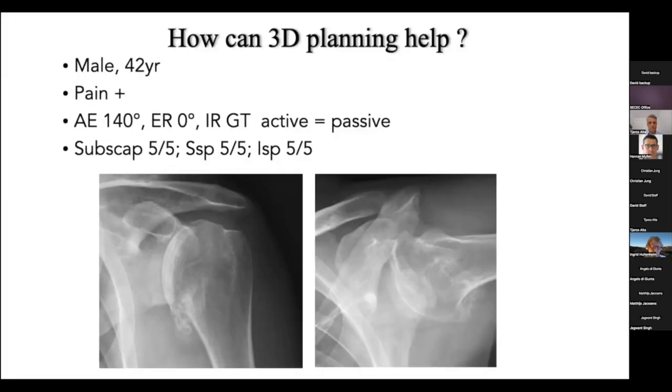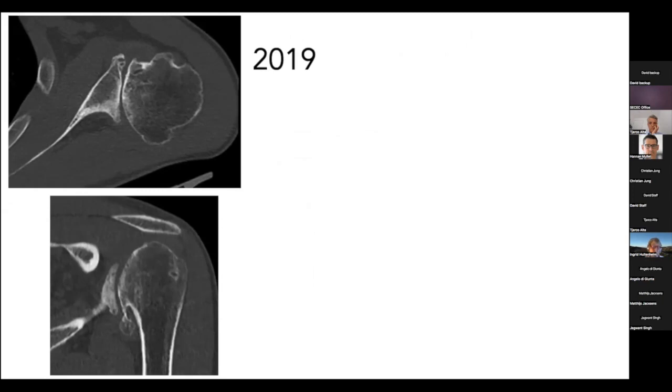So how can that 3D planning help in practice? This is a patient of mine who is very young, 42 years old, with a very severe primary osteoarthritis with an intact cuff, with pain. Active elevation is still okay, but the patient is very limited in active and passive rotations. The subscapularis, supraspinatus, and infraspinatus are intact and have good strength. This is the CT scan that he brought already in 2019, with an important glenoid deformity and posterior wear.